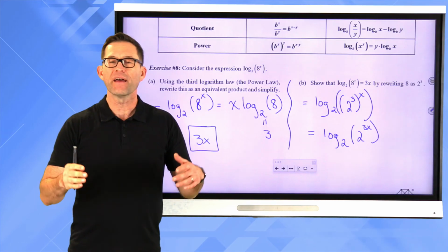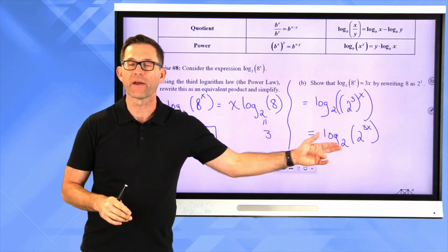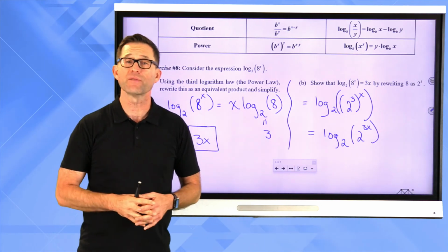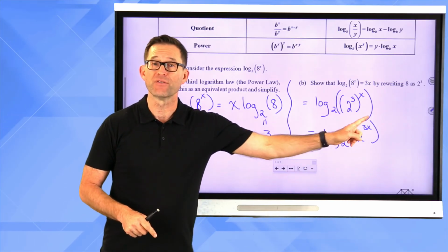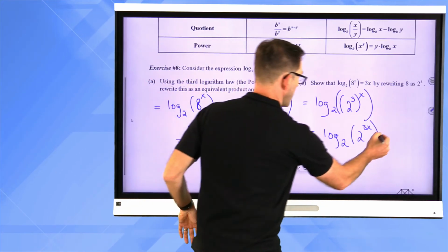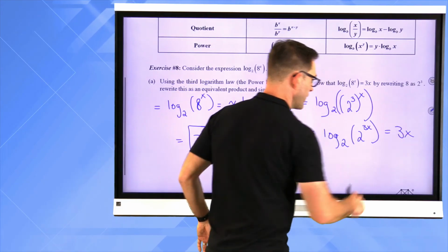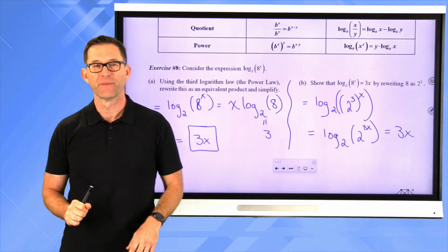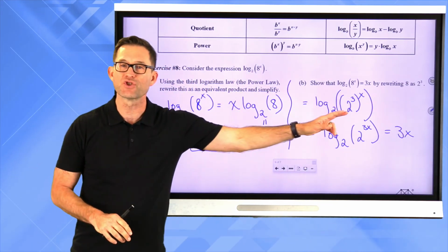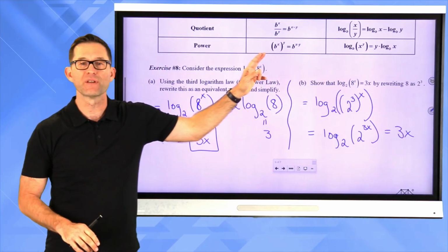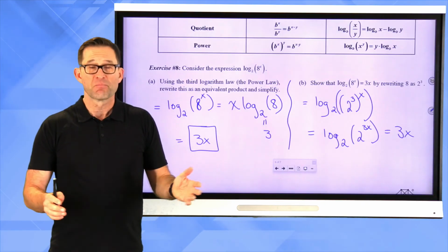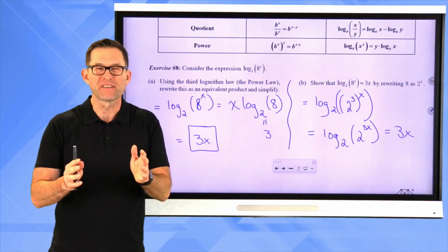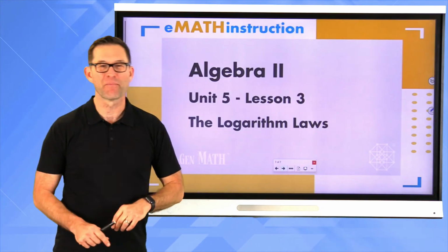And now I can answer this question or evaluate this using the fundamental definition of a logarithm. What do I have to raise 2 to in order to get 2 to the 3x? Well, I've got to raise it to the 3x. All right. And believe it or not, that really is kind of showing you why this particular property works. Probably doesn't convince you, but it's getting there. All right, let's wrap this up.